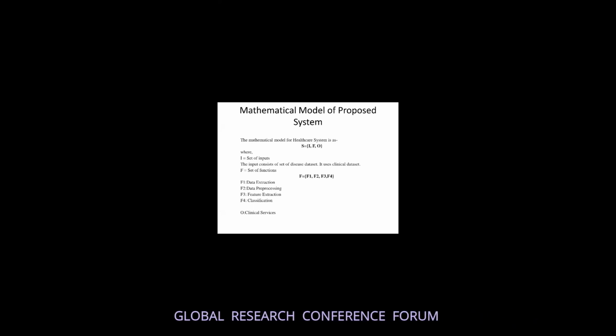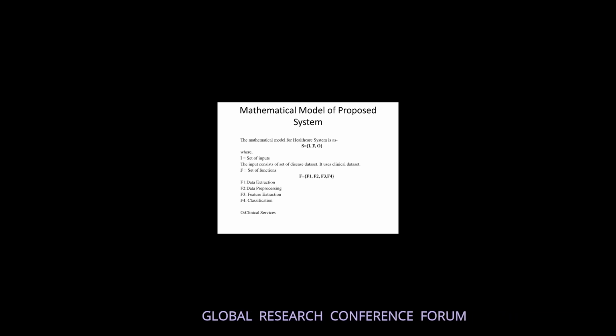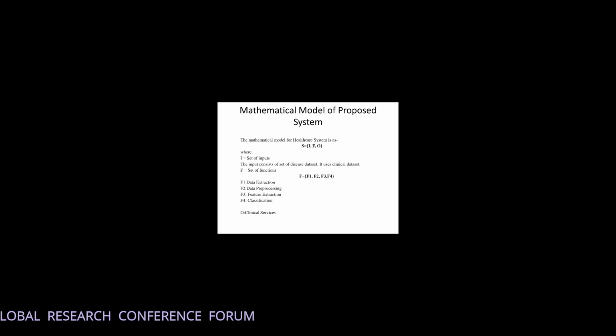I stands for the set of inputs. The input consists of this set of disease data set. It uses a clinical data set. F stands for this set of functions. In F, there are F1 for data extraction, F2 data pre-processing, F3 feature extraction, F4 classification. That means this set of functions we use for the classification. Next, O stands for online clinical services.